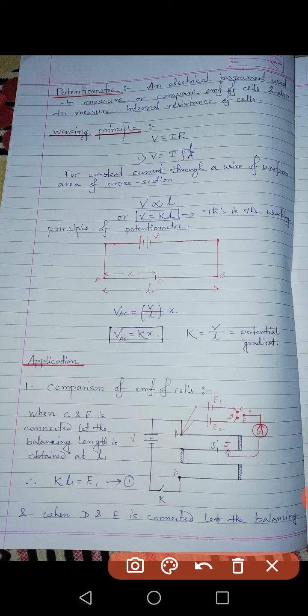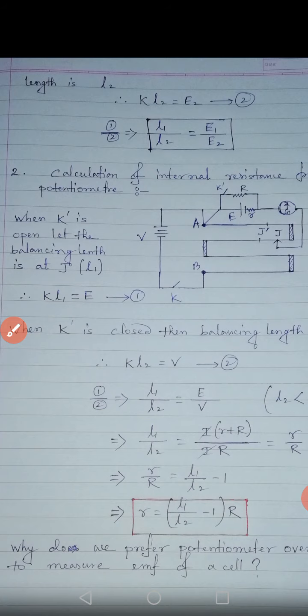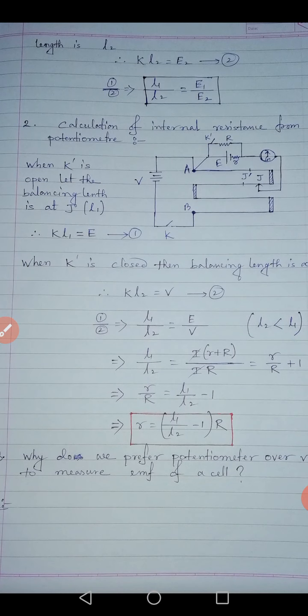E2, meaning KL2 will be equal to E2. That's what I have written on the next page: for the next cell KL2 is equal to E2, and once you take the ratio, L1 by L2 is equal to E1 by E2. Now I told you that this potentiometer is used to compare EMF. Since it is a ratio of the EMFs of both cells, it is comparing the EMF of both the cells.